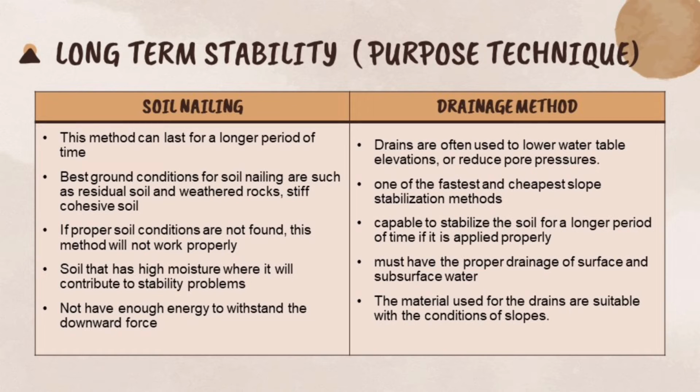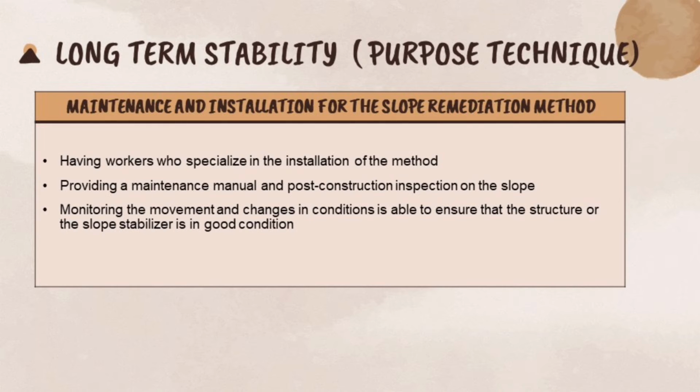To make sure the drain can be used for a longer time, we must have proper drainage of surface and subsurface water. Other than that, the material used for constructing the drain at the slope must be suitable according to the condition of the slope. Next, maintenance and installation for the slope remediation method also play a role in ensuring the longevity of the slope so it can sustain its stability. This means having workers who specialize in the installation of the method, providing a maintenance manual and post-construction inspection of the slope. Monitoring the movement and change in condition is able to ensure that the structure or the slope stabilizer is in good condition.